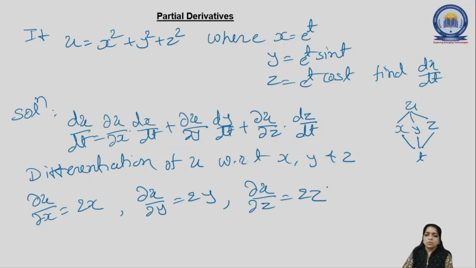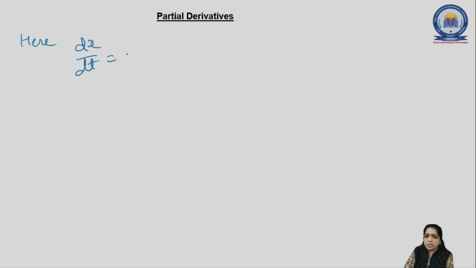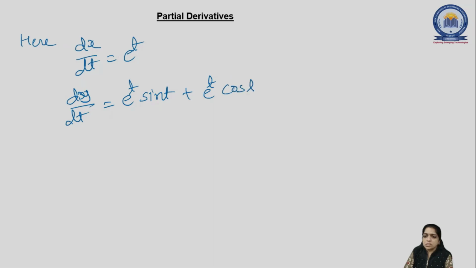Okay, now the derivative of x with respect to t. Here dx by dt, x is e raised to t, so the derivative of x with respect to t is itself only, e raised to t. Then dy by dt. The y is here e raised to t into sin t. So now we are applying the multiplication rule. The derivative of e raised to t is e raised to t, sin t keep it same, plus e raised to t keep it same, and the derivative of sin t is cos t.